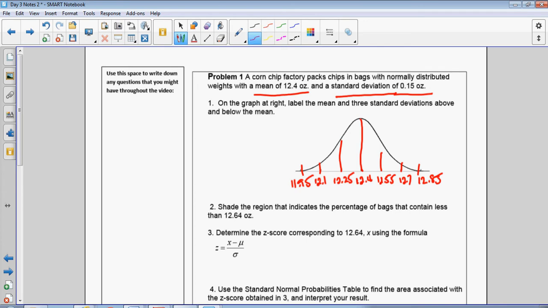So for problem 2, we want to shade the percentage of bags that contain less than 12.64. So you can see that doesn't land exactly on the standard deviation, so you have to estimate. There's your 12.64, and then you want to shade everything less than that. So we're going to use your z-score formula now. Z is going to be x minus mean over standard deviation, and your x is 12.64. The mean you were given is 12.4, and you're going to divide that by your standard deviation 0.15. So you should get a z-score of 1.6.